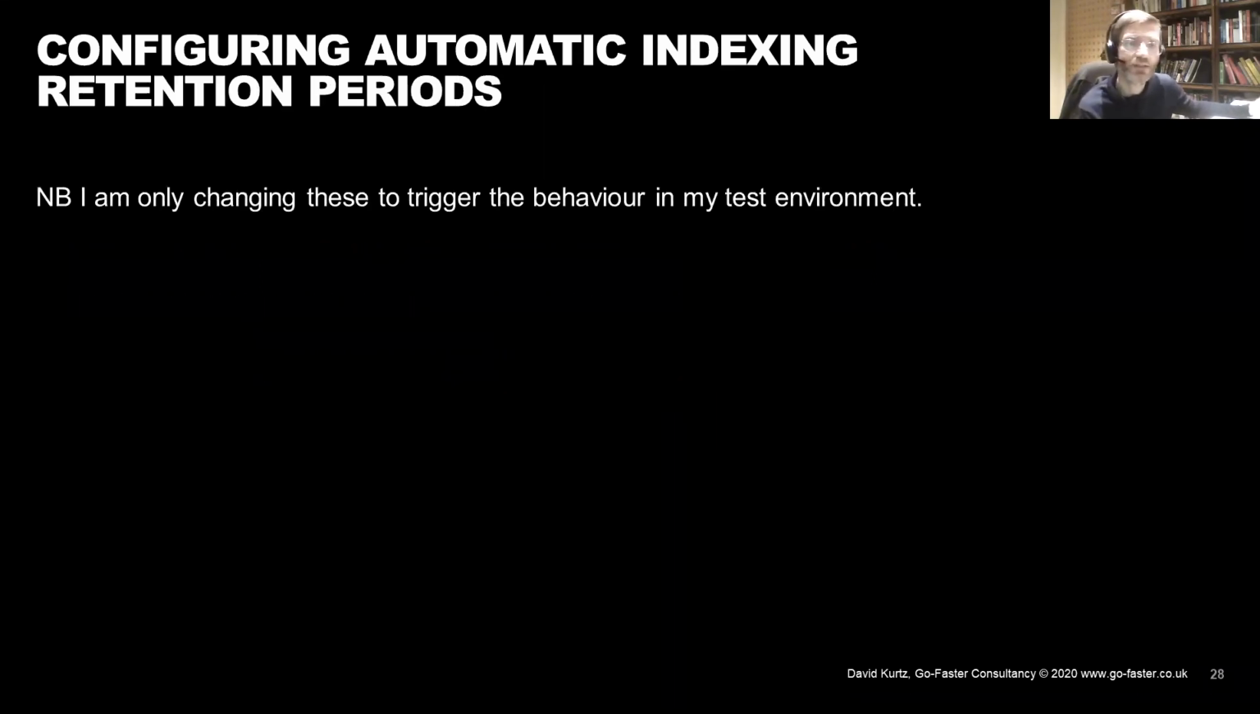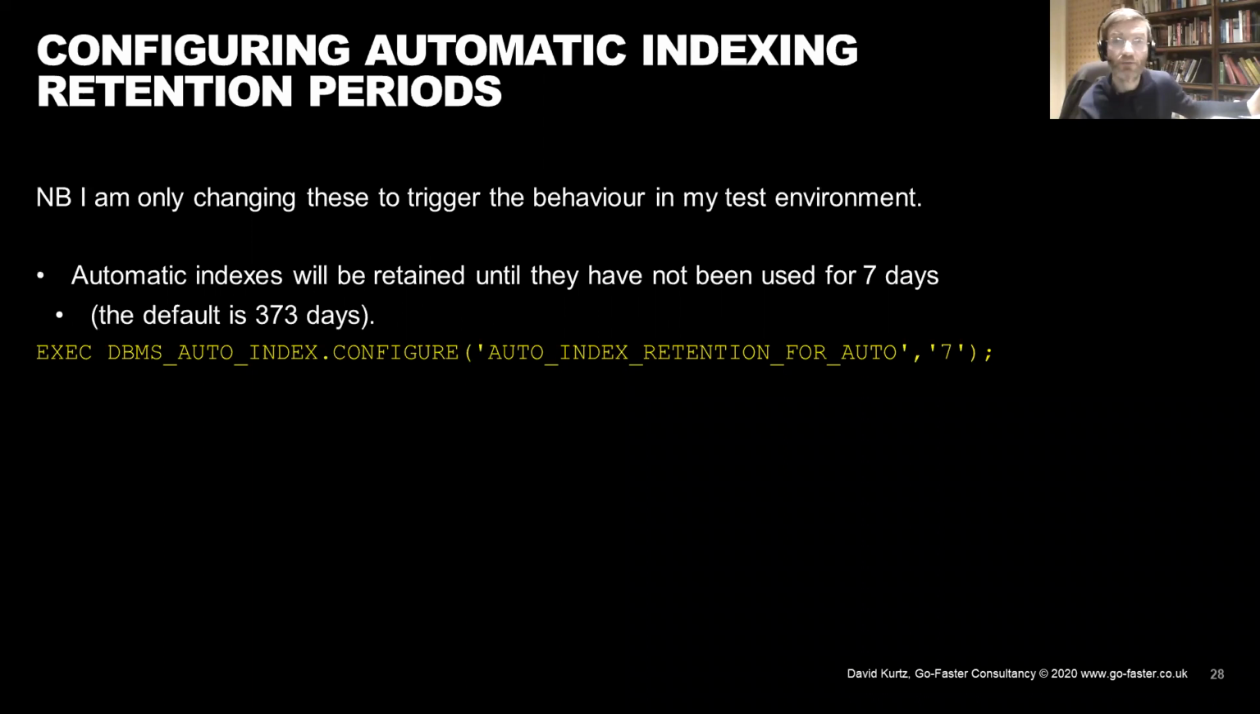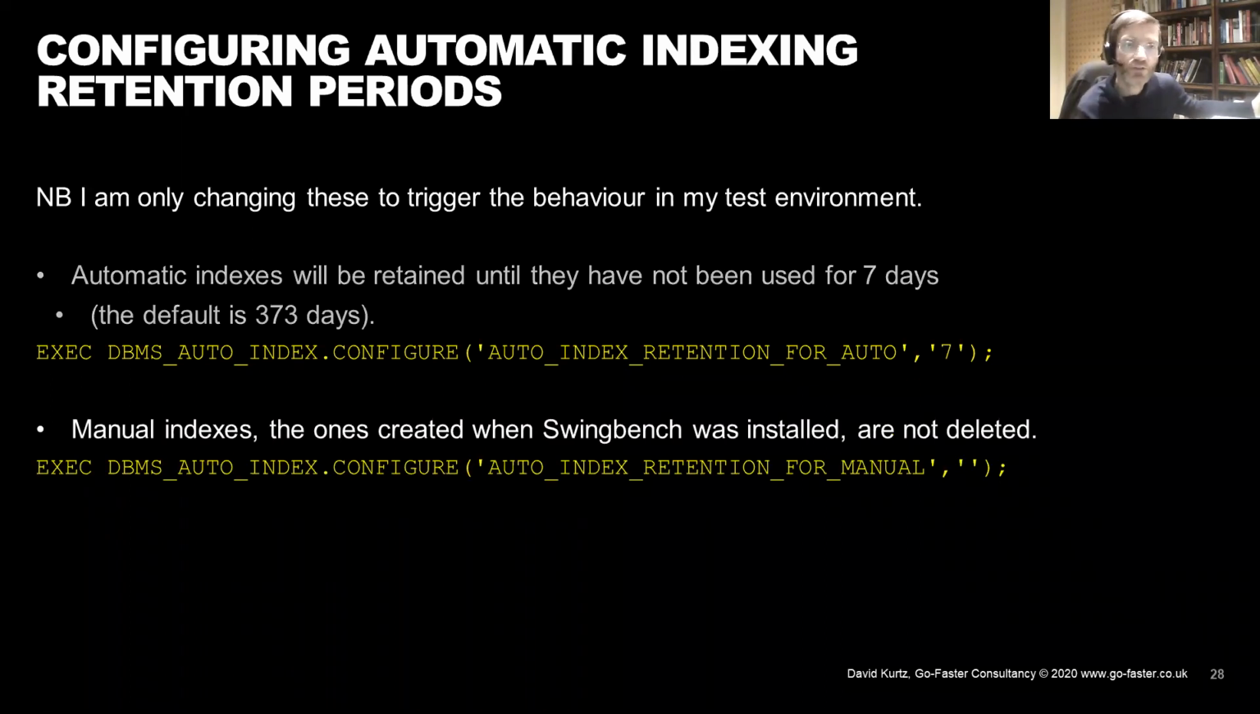You can configure the retention periods for automatic indexing. Now, I'm only changing these to absurdly low values to trigger certain behavior in my test environment. Remember, the default retention period is 373 days, but I'm going to set it to 7 days, which suited me at the time I was doing the tests, and I have sometimes set it lower. So automatic indexes are retained for 7 days if they're not used, and afterwards they're considered to be dropped. And I can choose to have manual indexes included in automatic indexing, the ones that I've created myself. At the moment, I'm not going to do that.